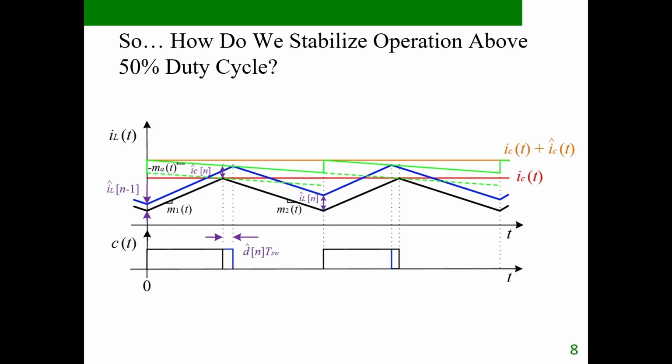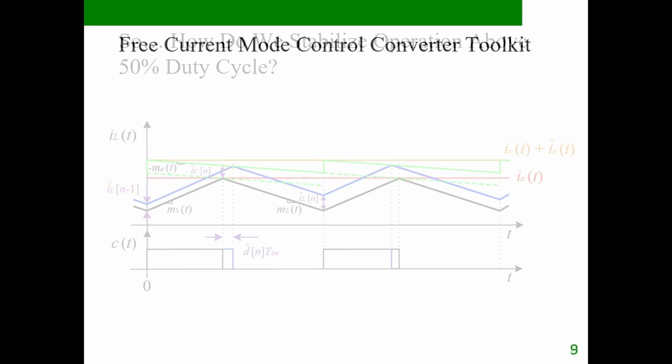The answer is surprisingly elegant. Instead of changing the controller, we change the modulation itself. By adding a small artificial ramp known as slope compensation, we intentionally modify the sampled dynamics of the system and prevent perturbations from growing from one switching cycle to the next. We will explore how slope compensation works in an upcoming video.